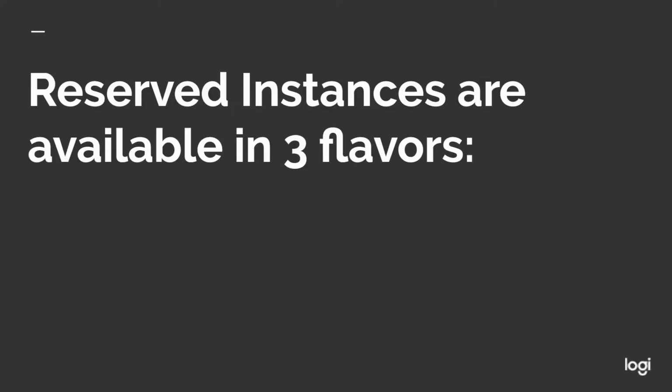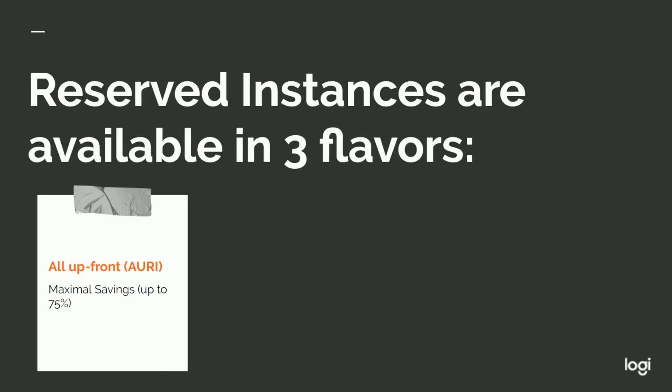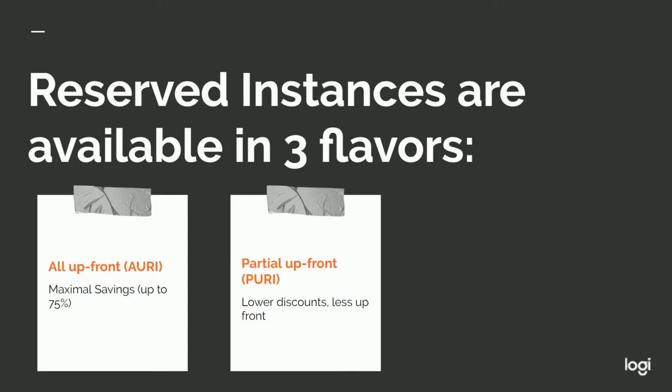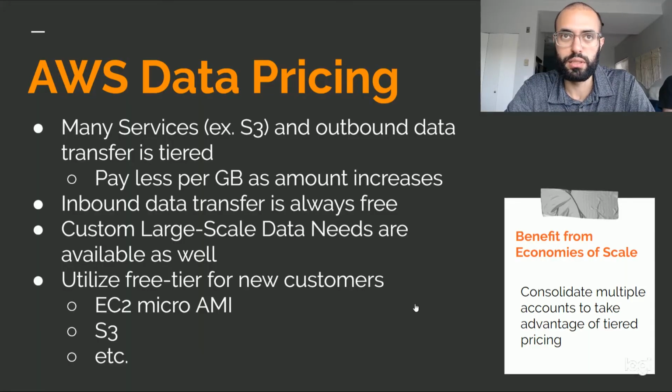There are 3 kinds of reserved instances, based on how much you decide you want to pay upfront. If you pay all upfront, you delineate, I'm going to use it Monday through Friday for 3 hours every day, and that's for a whole year, between 1 and 3 years. Then you pay it all at once. And then there's partial upfront and no upfront. Pretty straightforward.